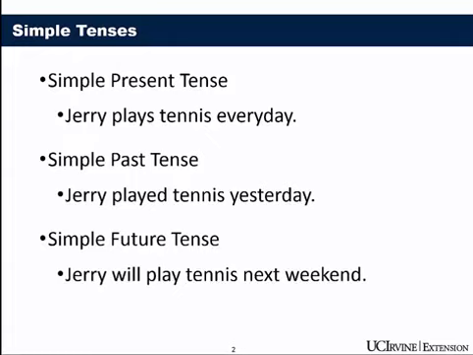For simple past tense, we want to show something that happened in the past and finished in the past at a particular time. Jerry played tennis yesterday is a specific time when he did some action. To show the action that happened in the simple past, for regular verbs we just use ed. The hard part is for the irregular verbs like sit or eat. You have to remember that there's a special past tense form for each of those irregular verbs.